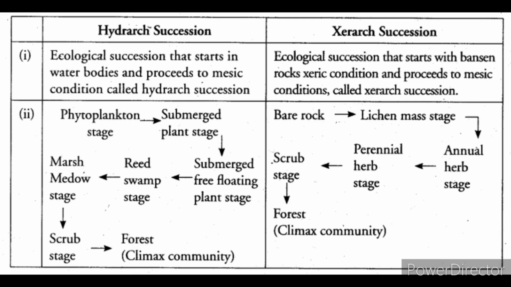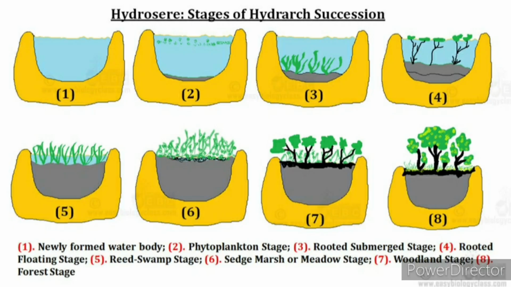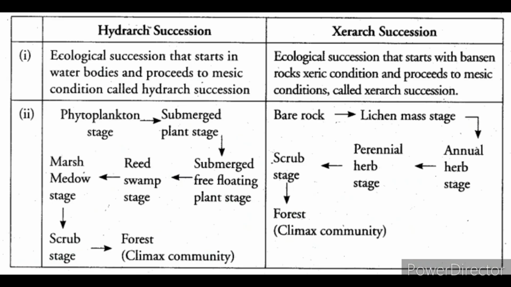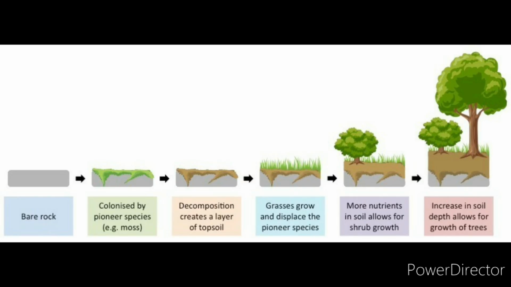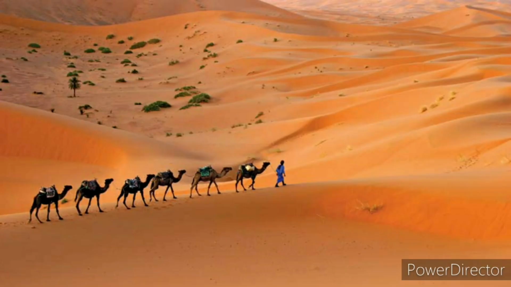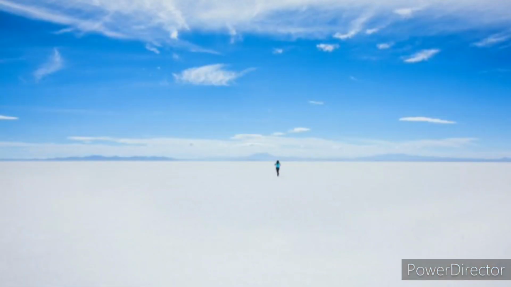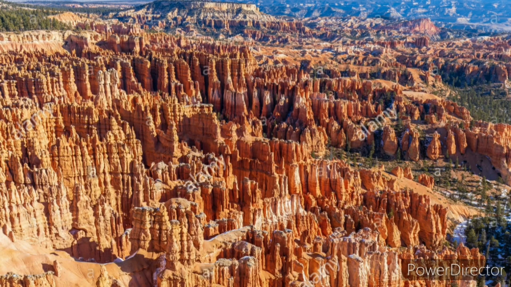First one is hydrarch. A succession that originates in a water body is called hydrosere or hydrarch succession. And the second one is xerarch. Xerosere is a plant succession that is limited by water availability. It includes the different stages in a xerosere succession. Xerosere originates in extremely dry situations such as sand deserts, sand dunes, salt deserts, rock deserts, etc.